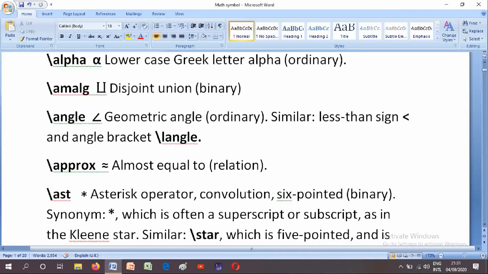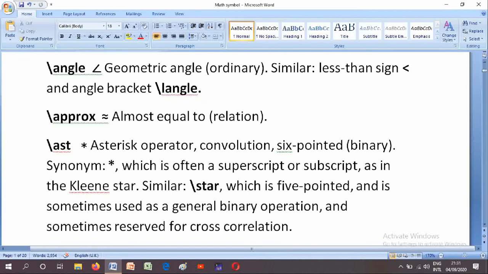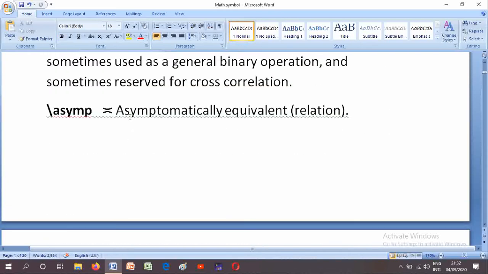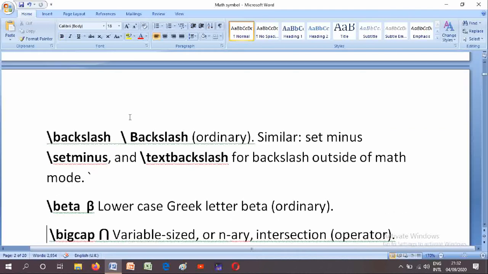Backslash ast, asterisk operator, convolution, six-pointed, binary. Its synonym is star, which is often a superscript or subscript, as in the C-star. Similarly, backslash star, which is five-pointed and is sometimes used as a general binary operation and sometimes reserved for cross-correlation. Backslash asymp, asymptotically equivalent to, relation. Backslash backslash, ordinary, similar to set minus, and textbackslash for backslash outside of math mode.